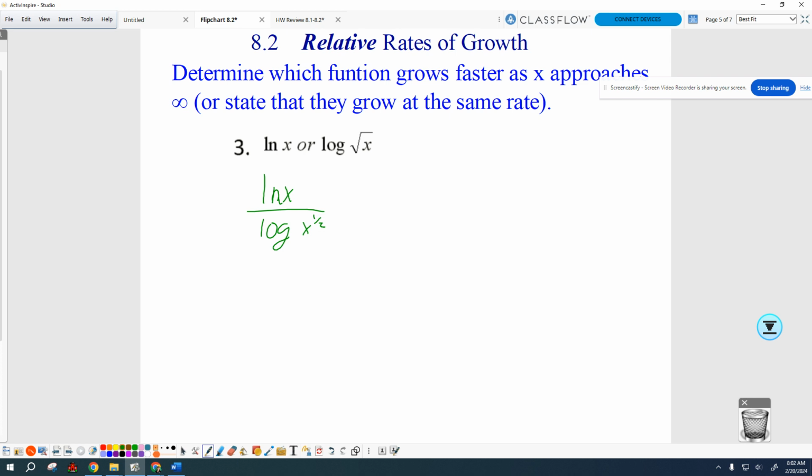And what goes out front? Limit as x equals... And all of these are limits as x approaches infinity because they are end behaviors. We want to know what they're doing at the end of time. And when you see log, not ln, but log, please, please, please change the base.